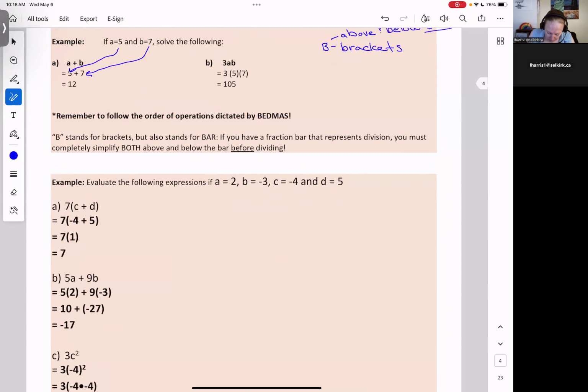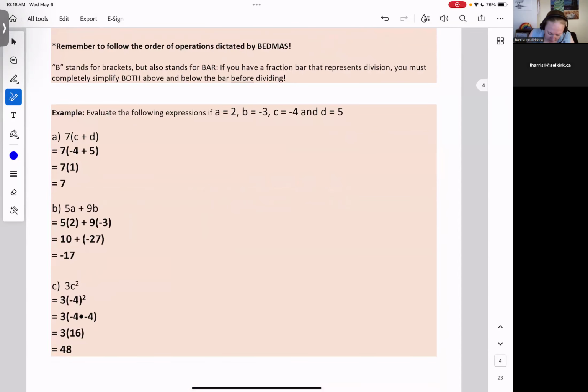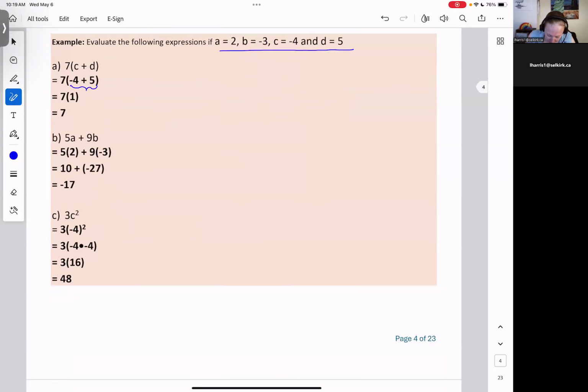Okay. So here's some examples. So we've got 7 times C plus D. Up here, we've been told what these variables are. And so we're going to substitute in the -4 for C, and we substitute in the 5 for D. Then we follow BEDMAS by evaluating within these brackets first to get 1, and then we have 7 times 1 gives us 7.